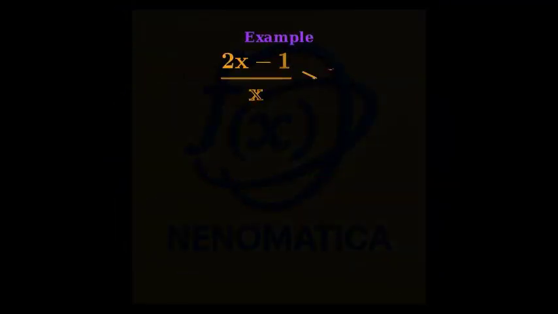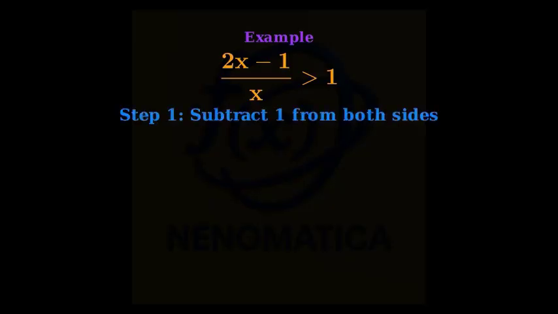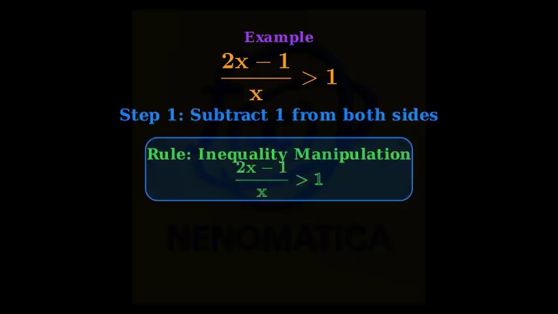Example. We will solve the inequality: the fraction 2x minus 1 over x is greater than 1. Step 1. Subtract 1 from both sides to move everything to the left. Apply inequality manipulation. The result is the fraction 2x minus 1 over x, minus 1, is greater than 0.